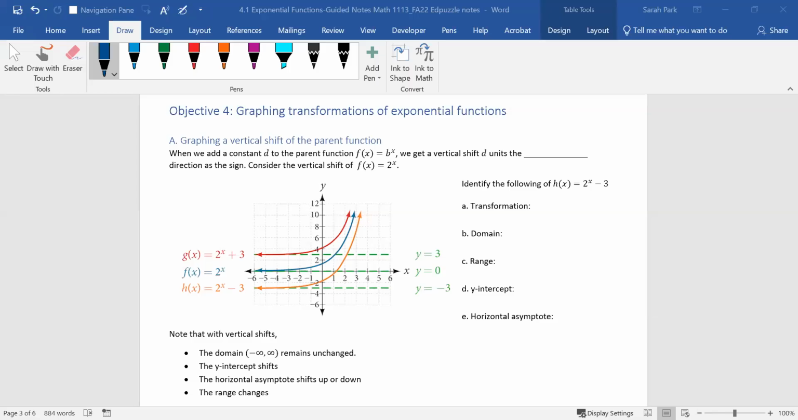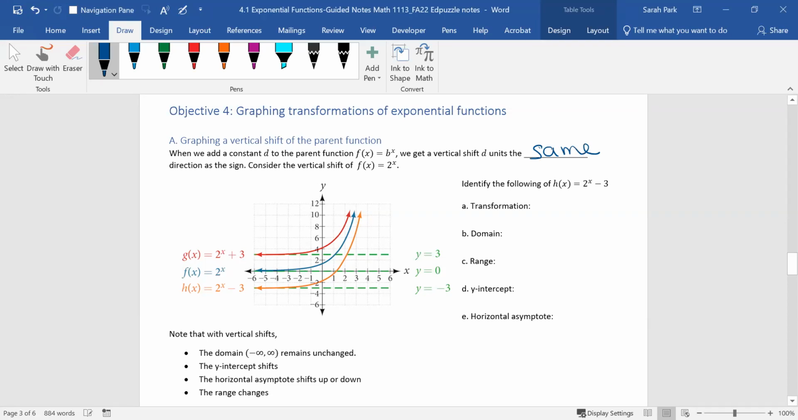Okay, now let's look at graphing transformations of exponential functions. We're going to look at three types of transformations: vertical shift, horizontal shift, and reflections. Now, graphing a vertical shift of a parent function involves adding a constant d to the parent function f of x equals b to the x, where the vertical shift d happens in the same direction as the sign.